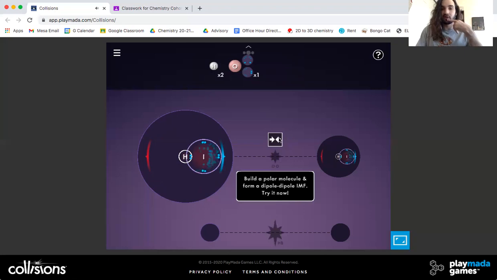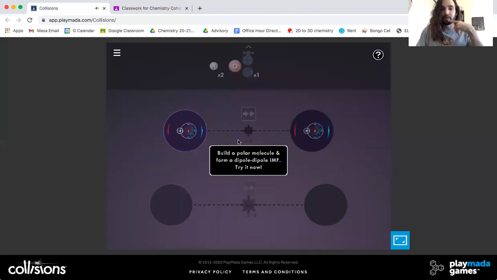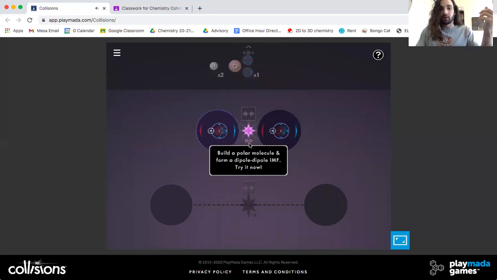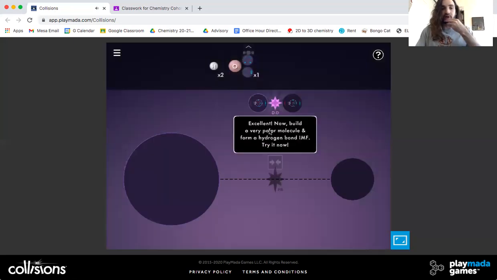All right, now let's test it. Is the force strong enough? Looks like it is. This says DD here, we formed a dipole-dipole. Right here, we need to form a hydrogen bond IMF. Interesting. So that molecule had a hydrogen in it, and it was bonded, but it wasn't strong enough. We got an oxygen, and we need to click one of these bonding patterns. Let's try this one.